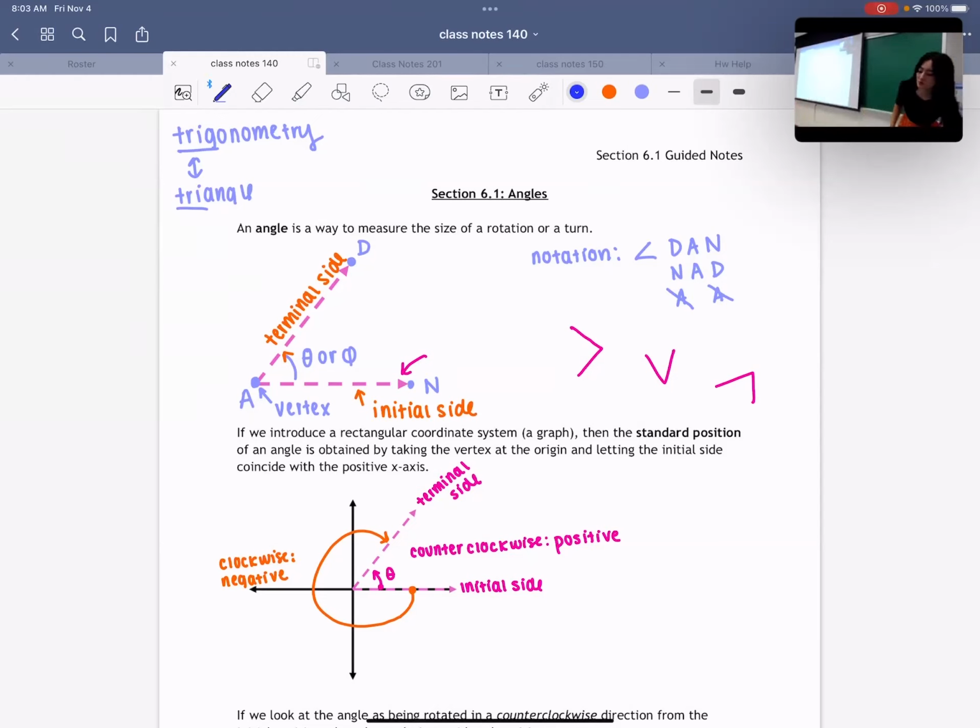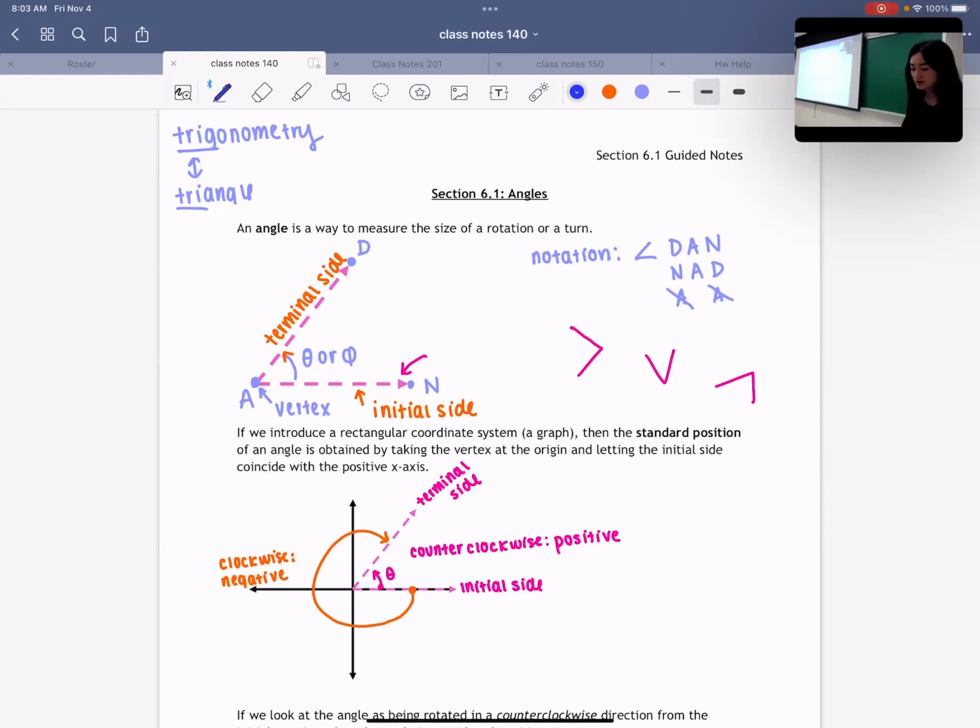All right, so why don't we just go ahead and review what we talked about last class, so we're all on the same page here. We started talking about angles. Angles is the first thing that we need to understand before we branch off into the subject called trigonometry. Trigonometry comes from the word triangle, so it deals with angles, especially in triangles and things like that.